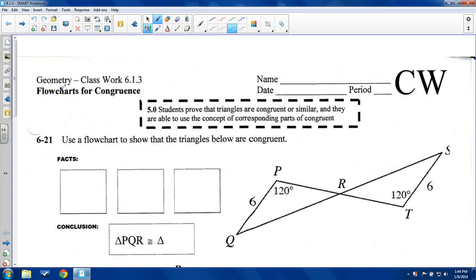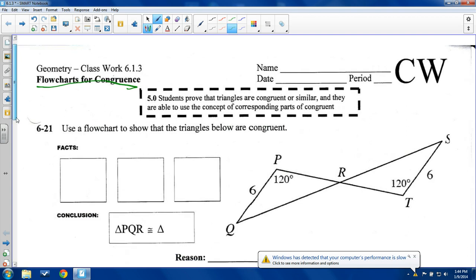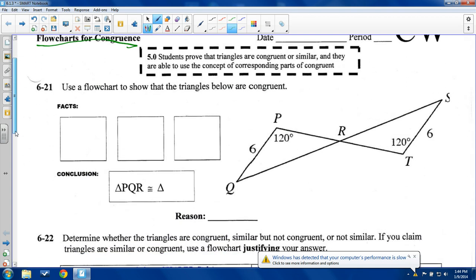Alright, we're on section 613 now, called Flowcharts for Congruence. That was a great underline. And again, it's more of the same. In fact, this is probably just extra practice. Now we're just using flowcharts. This is probably how we should have started, because now you can actually see it really come into play here. We did this in 611 because I kind of skipped over the similarity, so this really shouldn't be new.